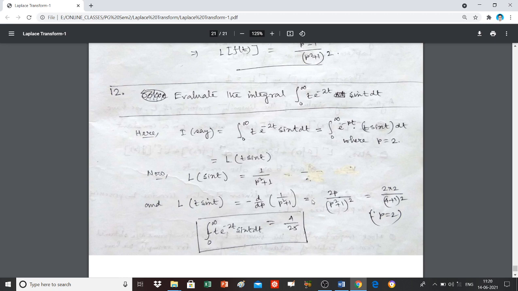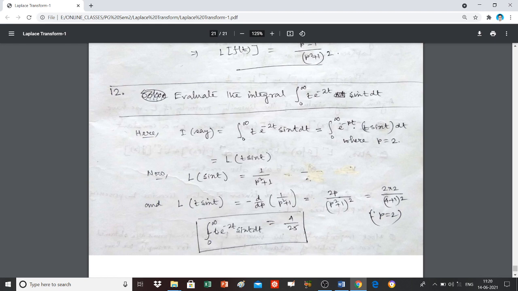So the negative sign will be here, and this means (p square plus 1) to the power minus 1, and the derivative of that will be (p square plus 1) whole square in the denominator, then minus 2p will be there, and another minus here, so plus 2p by (p square plus 1) whole square. And in our case the value of p is equal to 2, just substitute p equal to 2 in this expression. So this will be 2 into 2 by, from here, (4 plus 1) whole square, that means 4 by 25.